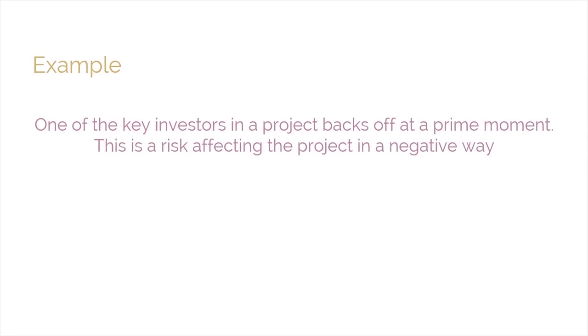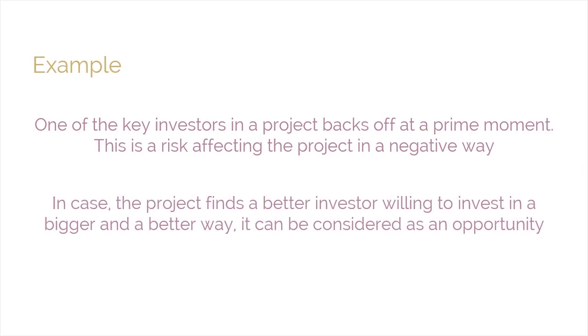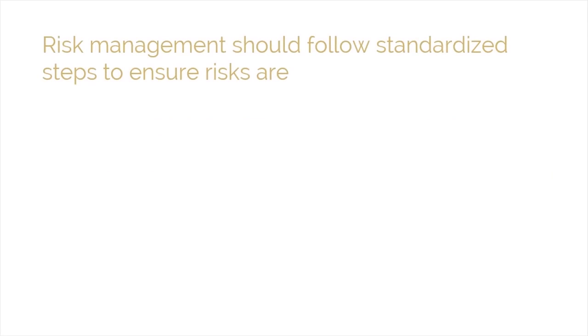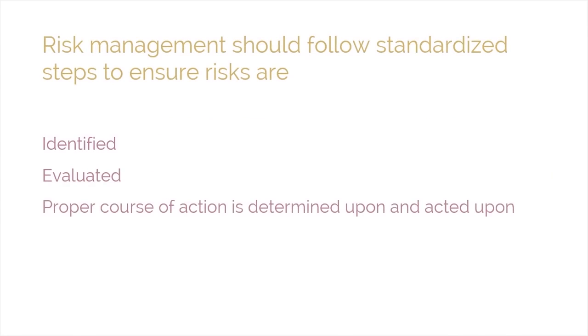For example, consider a situation in which one of the key investors in a project backs off at a prime moment. This is a risk affecting the project in a negative way. However, if the project finds a better investor willing to invest in a bigger and better way, it can be considered as an opportunity. Managing risk must be done proactively. It is an iterative process that should begin at project initiation and continue throughout the project's life cycle. The process of managing risks should follow some standardized steps to ensure that risks are identified and evaluated, and that a proper course of action is determined and acted upon accordingly.